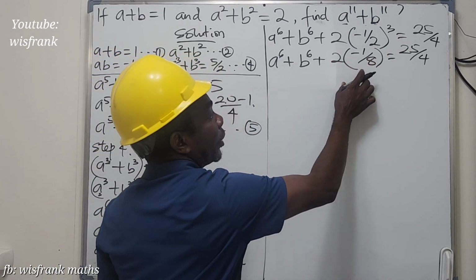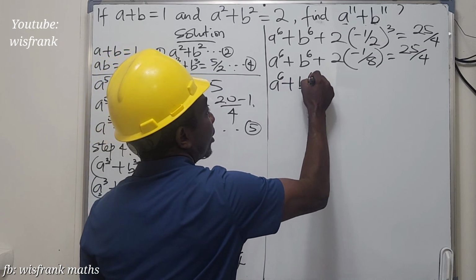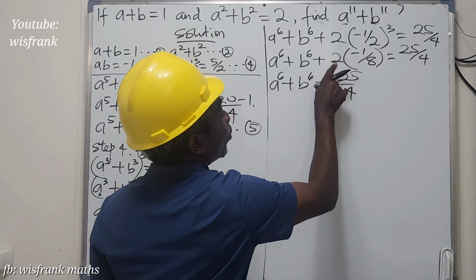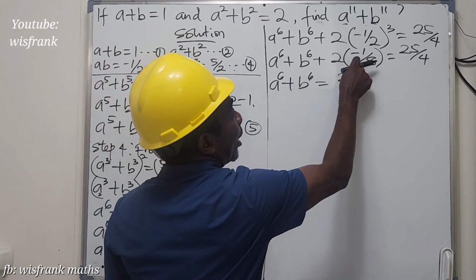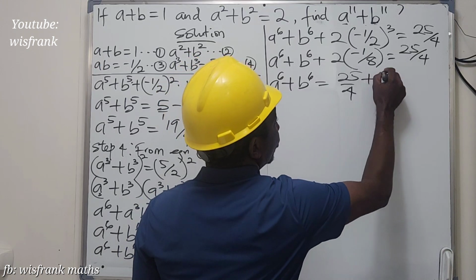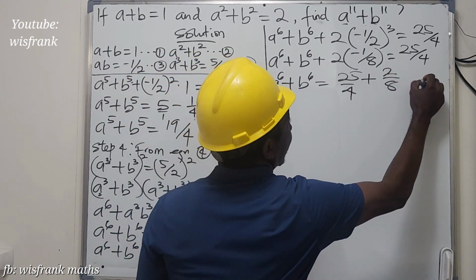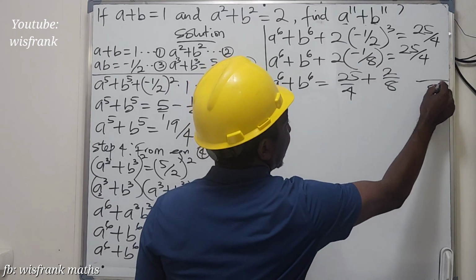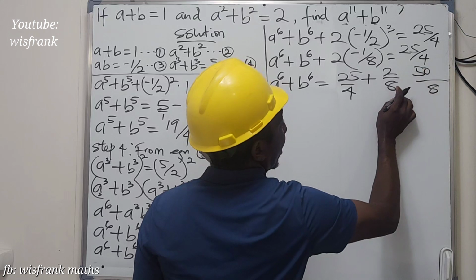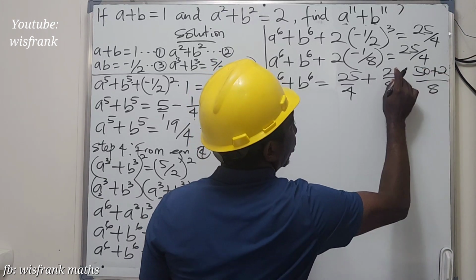We can transfer all the constants to one side. So this will become a to the power of 6 plus b to the power of 6 equals 25 all over 4. Then 2 times minus 1 is minus 2, so when it crosses to this side, it becomes plus 2 all over 8. Finding the LCM of these two, the LCM is 8. 8 divided by 4 is 2, and 2 times 25 is 50. We have 8 divided by 8 is 1, and 1 times 2 is plus 2.